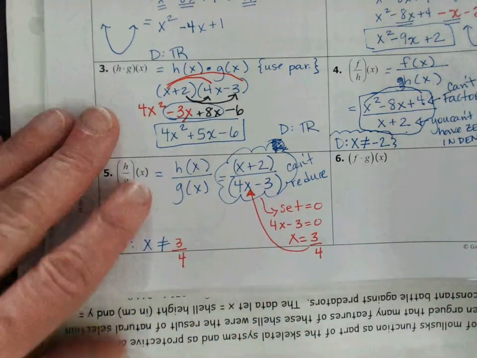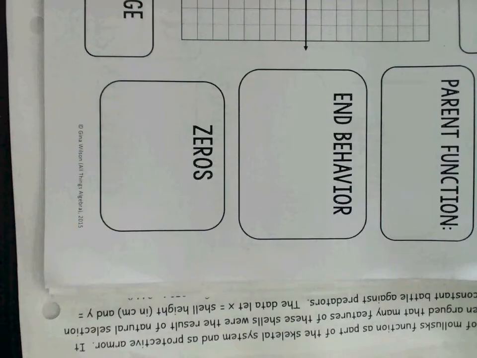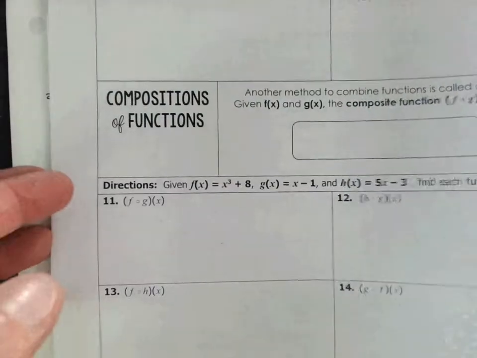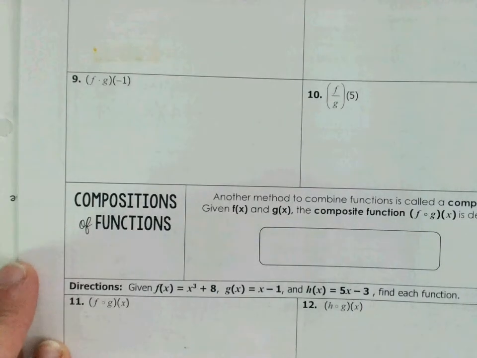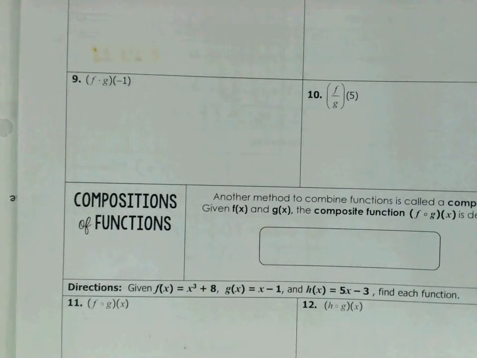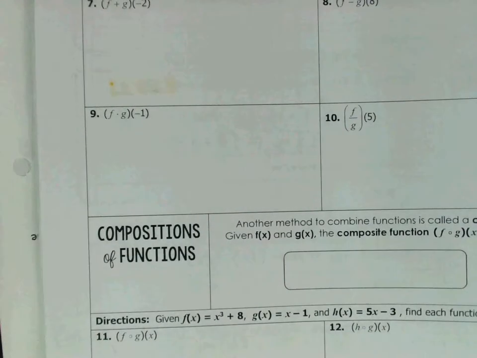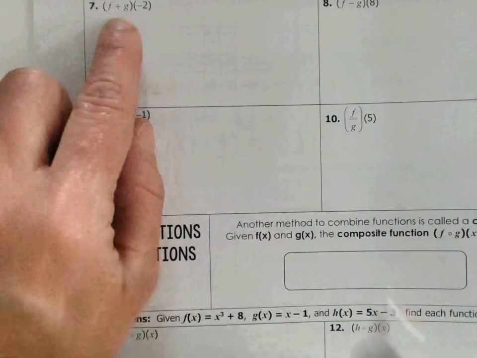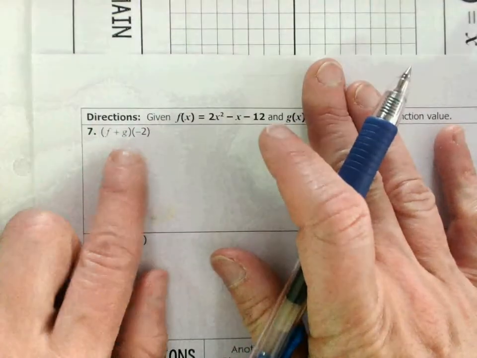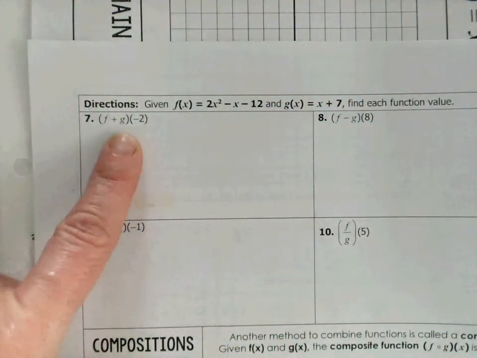All right, good. Flip it to the back. Let's go. All right, now this is the new stuff. We're going to do exactly one of the ones at the tippy top, and then I'm leaving you to do the rest, okay? All right, so here we go. On number 7, it says find each function value. So they want you to do f plus g evaluated at -2.